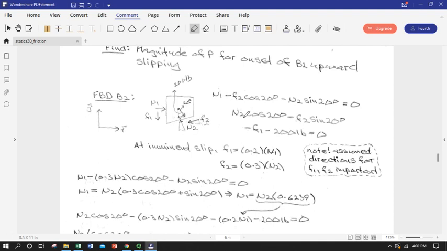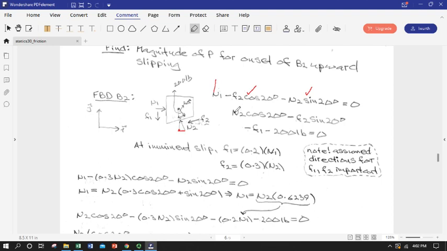So we can write some equations of equilibrium. We're defining positive horizontal as being towards the right, positive vertical towards the top of the page. So the sum of the forces in the x direction is N1 plus the horizontal component of F2, which has a cosine of 20 degrees, going in the negative direction, and a little horizontal component of N2 also going in the negative direction. So 1, 2, 3 unknowns.